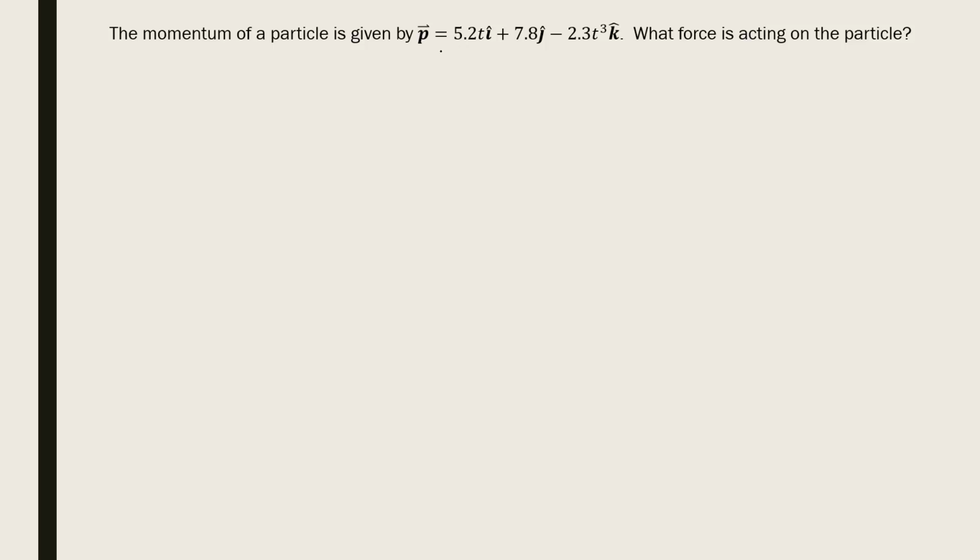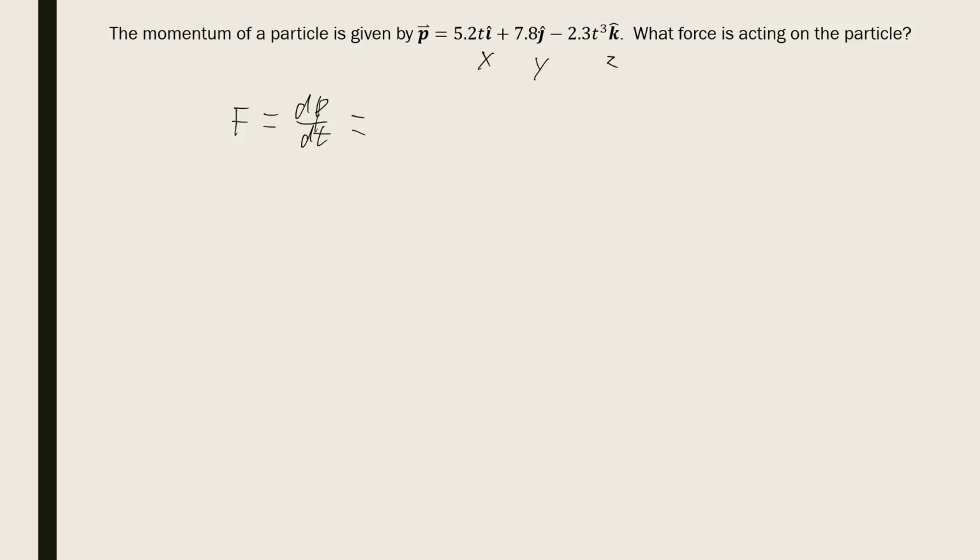Alright, a couple other examples. If we have the momentum of a particle given by this equation here, where i, j, and k are just the x, y, and z directions, these are what we call unit vectors, and we want to know the force acting on the particle, well, we have the relation that the force is dp/dt, and so we just have to take the derivative of this with respect to time.